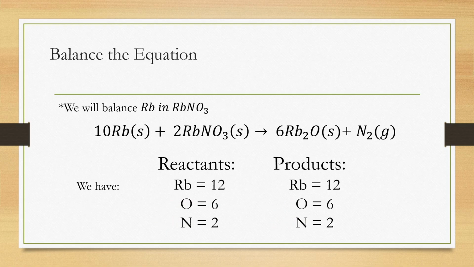And lastly, we'll balance the rubidium. As we saw on the previous side, we have 12 rubidium. So in order for the reactant to also equal 12, we have put 10 as the coefficient here. If we do that, we now have 10 rubidium plus 2 rubidium, which gives us 12 rubidium. And this makes it match the products, and we have a fully balanced chemical equation.